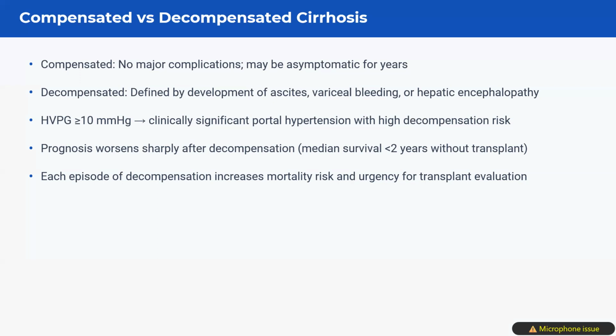Contrast that with decompensated cirrhosis. This is the collapse of compensation. This marks the moment when the hepatic reserves are starting to fail, when the architecture and hemodynamics are overwhelmed. This is defined by the appearance of one or more major complications. So decompensation has happened when you see things like ascites, variceal bleeding, hepatic encephalopathy.